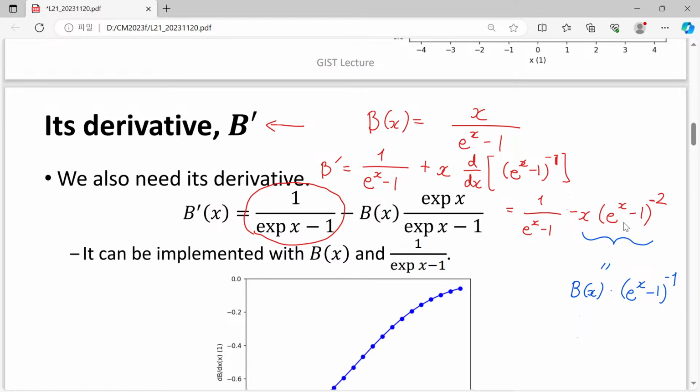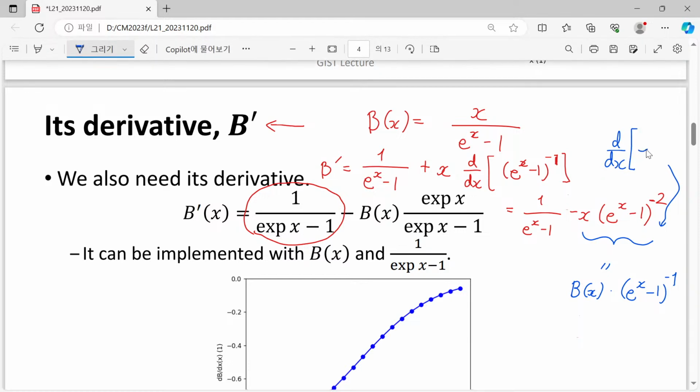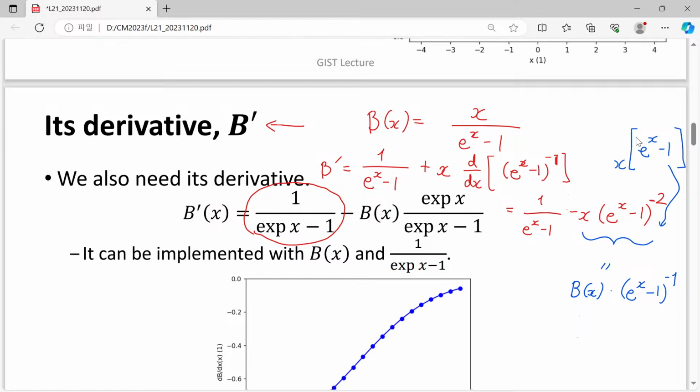Sorry about that, I made a mistake here. We must evaluate the derivative of this one. However, this minus 1 is gone, but the derivative of exponential x will give us once again exponential x. So sorry about that. Then here we have exponential x.